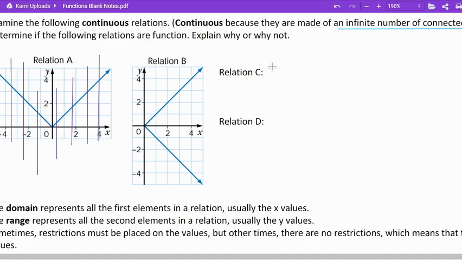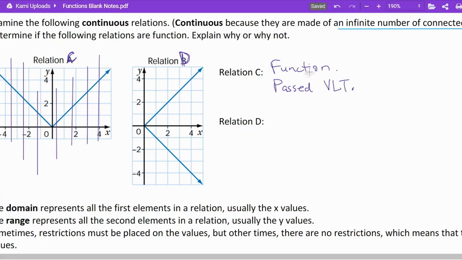So what we can say, this is relation C, and this is relation D. We can say that relation C is a function. And in this case, we can just say that it passed the vertical line test. It passed VLT, vertical line test.